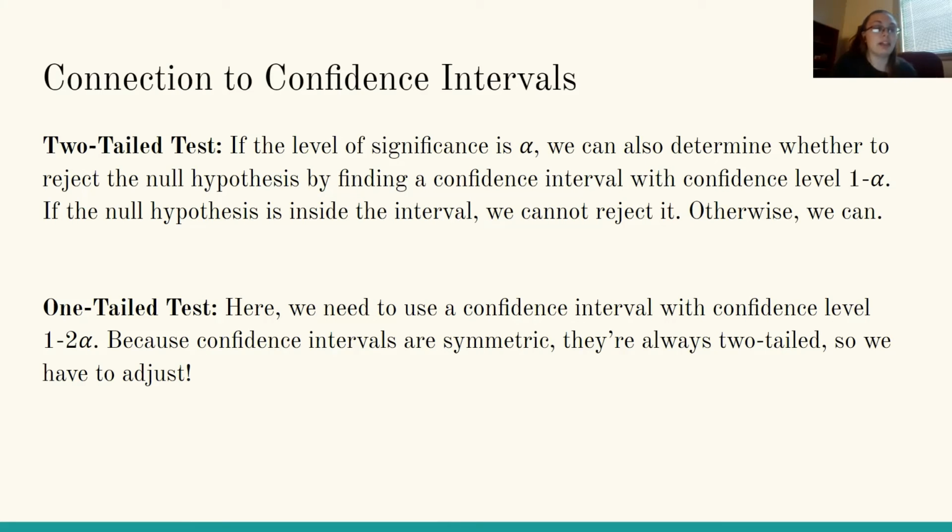And this is what we were kind of getting at last week. If the null hypothesis is inside the interval, then we can't reject it. Otherwise, we can. So that part isn't too hard. Where it gets tricky is the one-tailed test. Here, we need to use a confidence interval with confidence level 1 minus 2 alpha. Think about subtracting an alpha from both sides. In some sense, confidence intervals are always two-tailed because they're symmetric, right? They reach out the same way in both directions.